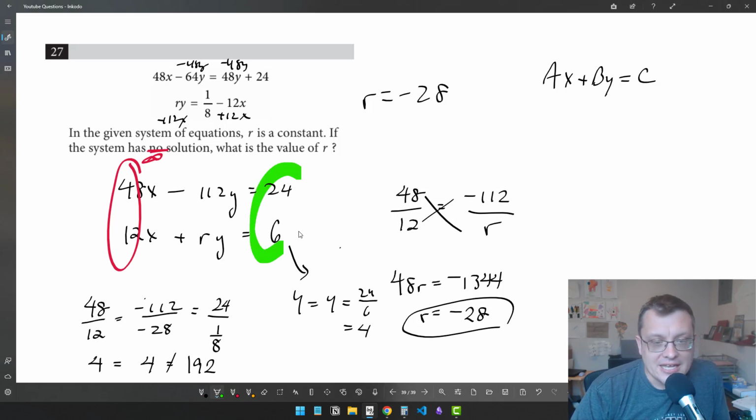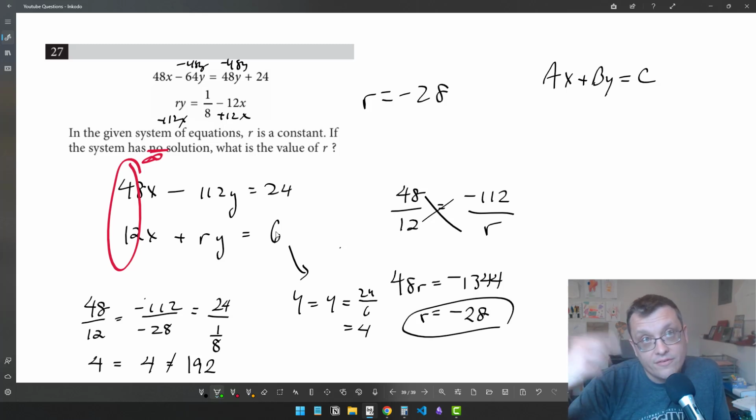If you're curious, how did I get 6 quickly? It's just knowing that the ratio's got to be 4 to 1. So I had to think, what divided into 24 gives me 4? And that would be 6. So that's the difference between infinite and no solutions.